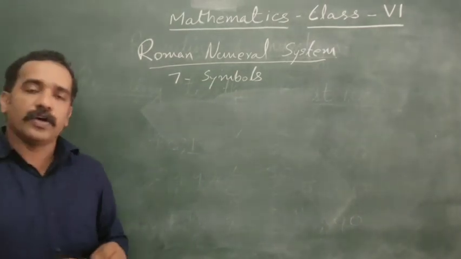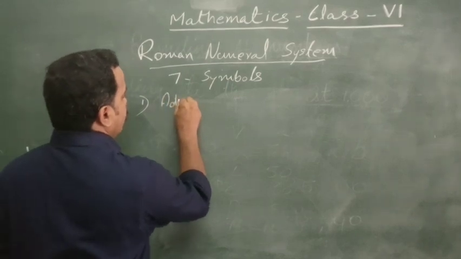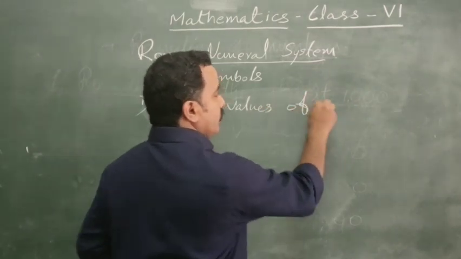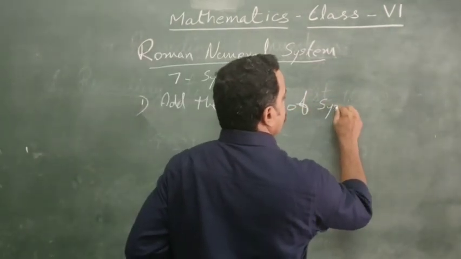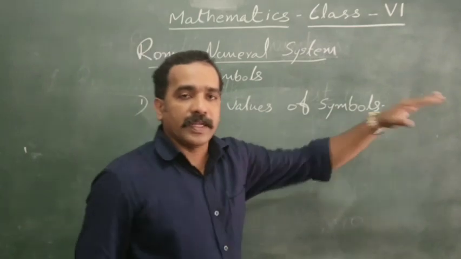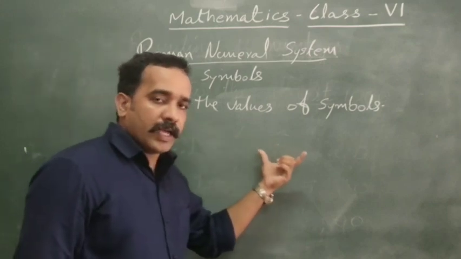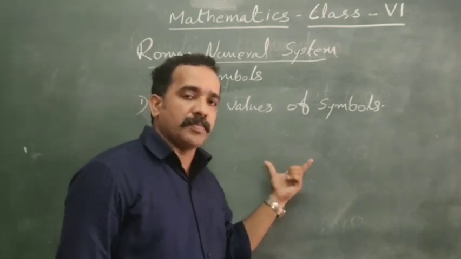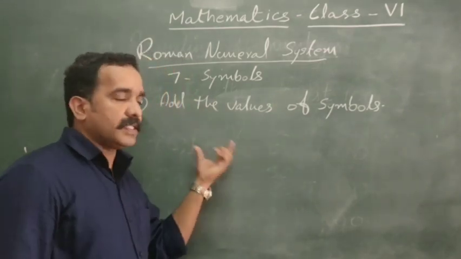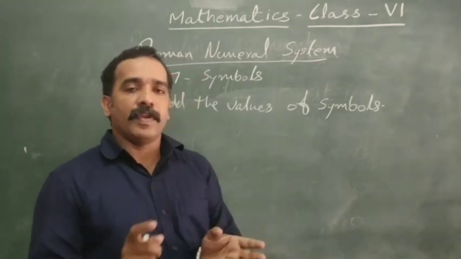The first rule, we add the values of symbols. In that case also there are some conditions for how we add the values of the symbols. If a small valued symbol is written on the right side of a big symbol, then we will add that value. Or if you are repeating some symbols, we will add that value.